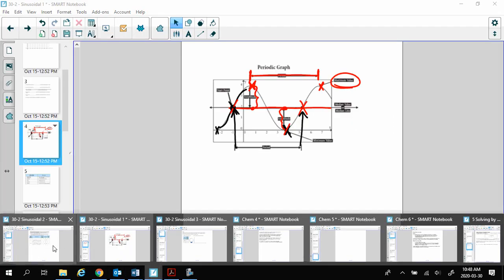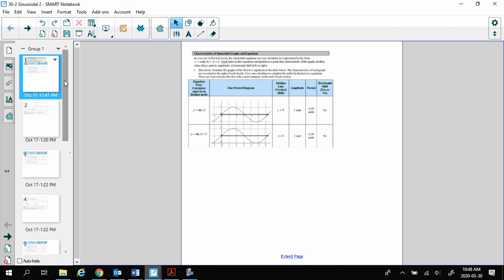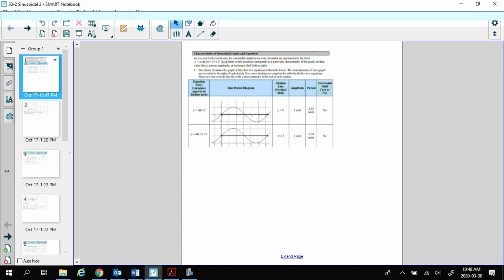Now, if I can find it, the second lesson. Oh, is this what I have? Sorry. See, it's just as silly as when I do it in class.